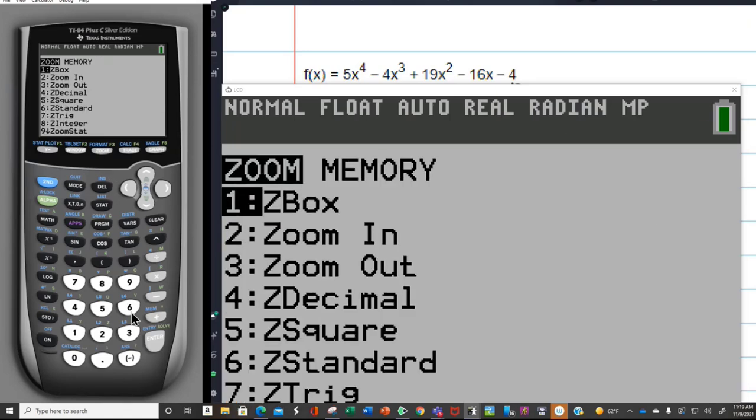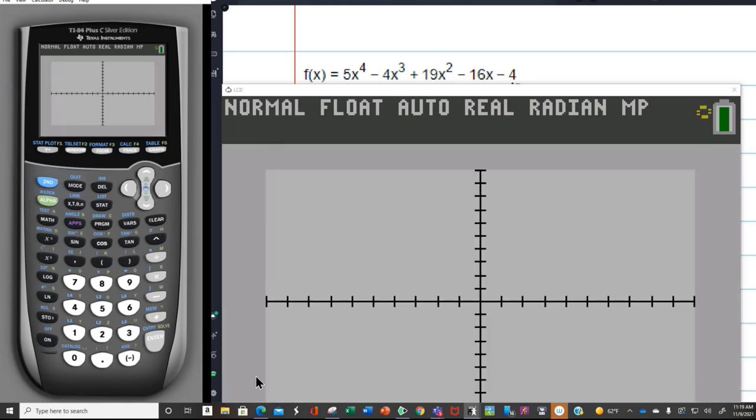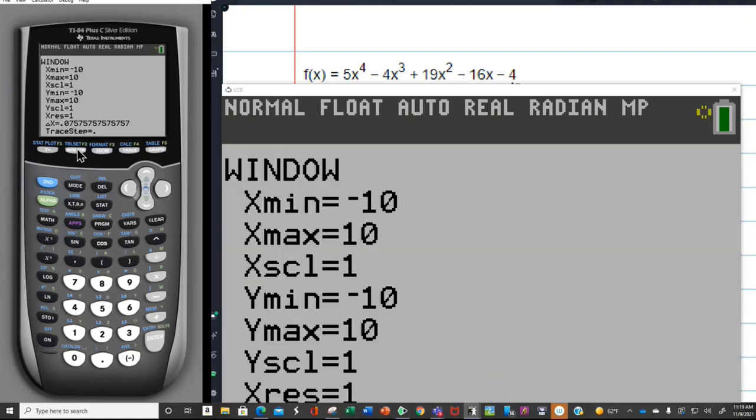Well, I'm going to do zoom 6, which will take me back to the basic graph. Ta-da, there we go. That looked like a positive 1 to me for sure. Let's make it bigger. How about negative 3 to positive 3? Remember, all we care about is the zero, so all we care about is where does the graph cross the x-axis?